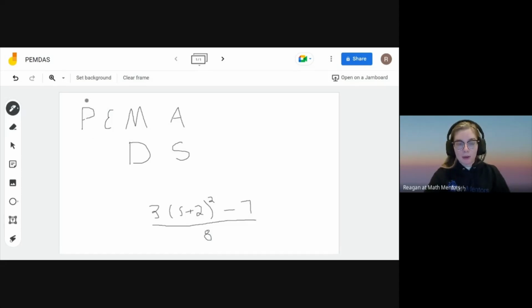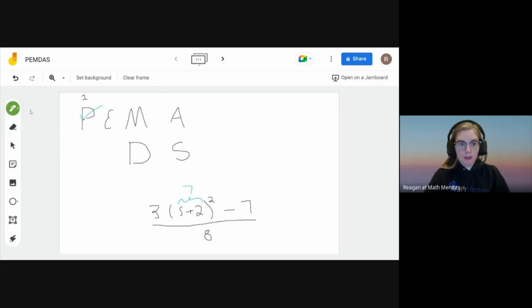With PEMDAS, you always start at the beginning of the word, right? So we start with our parentheses. I'll draw a little one here so we know. So in our parentheses, we do what's here first. In our parentheses, we have 5 plus 2, which is 7. All right, step 1, check.